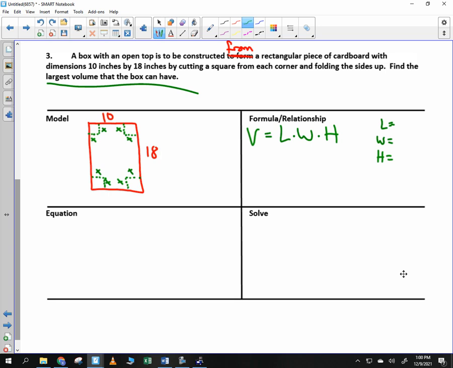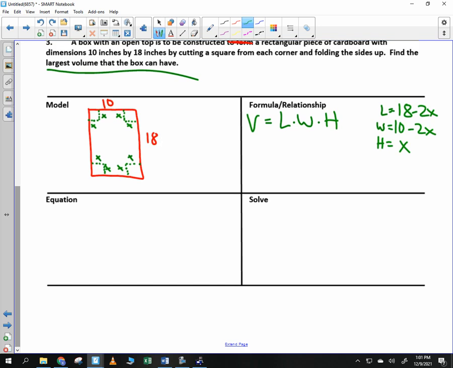So my box, its length, the longest dimension, is that going to be 18, more than 18, or less than 18? Why is it going to be less? Because you're cutting something off. How much are you cutting off? Oh, length is 18 minus 2x. What's the width? 10 minus 2x. What's the height? x. Is that cool? Because when you tip the side up, it's whatever dimension you cut. You see that? Good. It's important everybody sees that. Okay, so volume is equal to the length, which is 18 minus 2x, times 10 minus 2x, times x.